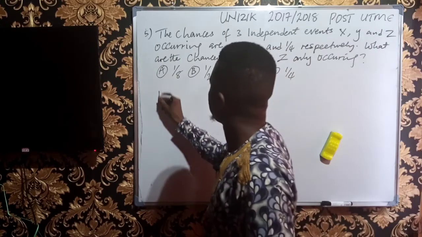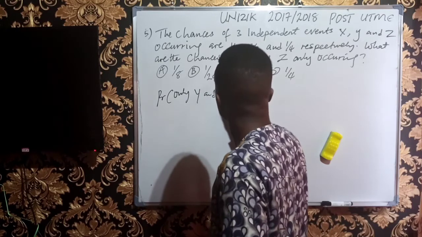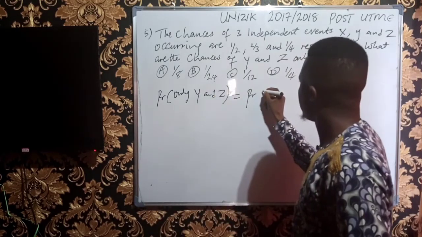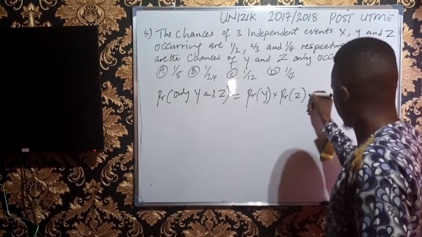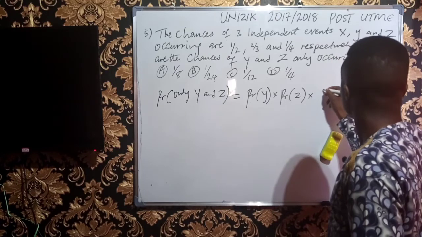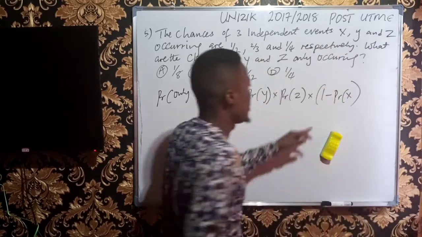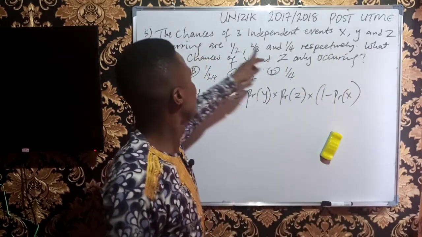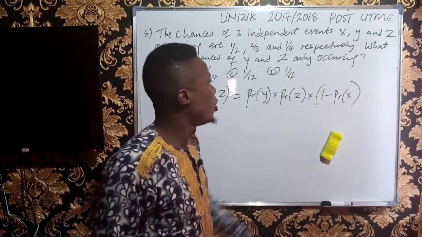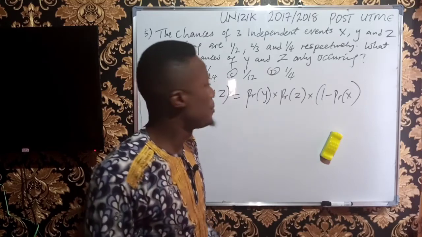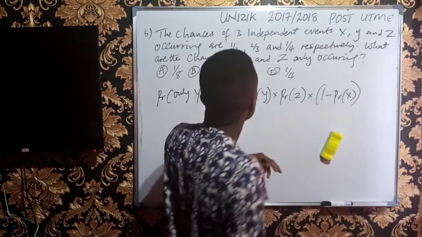So probability of only y and z implies probability of y times probability of z times 1 minus probability of x. The reason I'm putting 1 minus probability of x is because they say that x will not occur because only y and z will occur. It means that x has failed. And probability of failure will be 1 minus probability of success. Probability of x succeeding is 1 over 2.